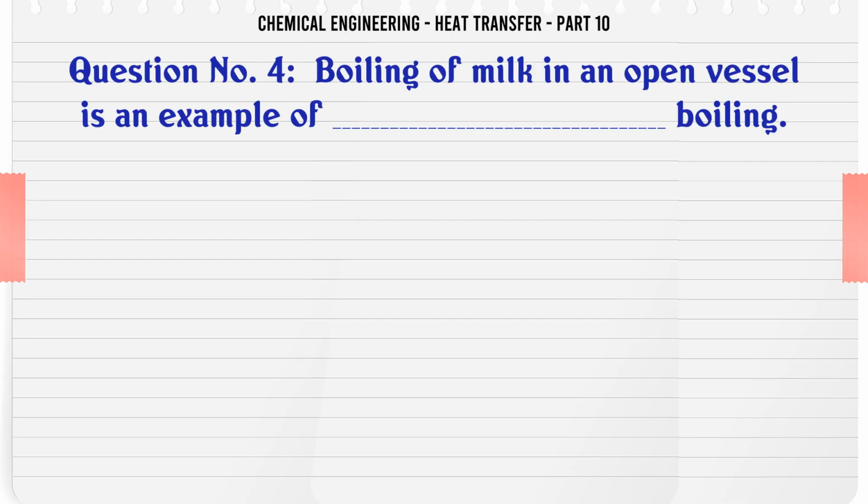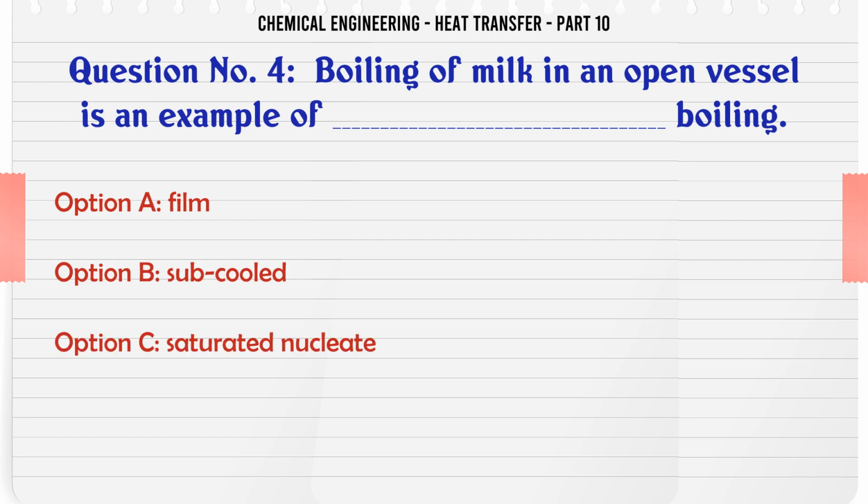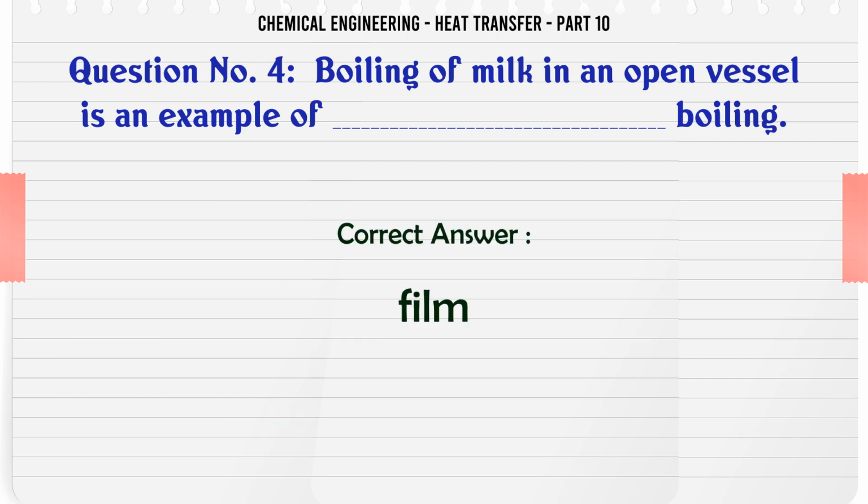Boiling of milk in an open vessel is an example of ___ boiling. A. Film, B. Subcooled, C. Saturated nucleate, D. None of these. The correct answer is film.